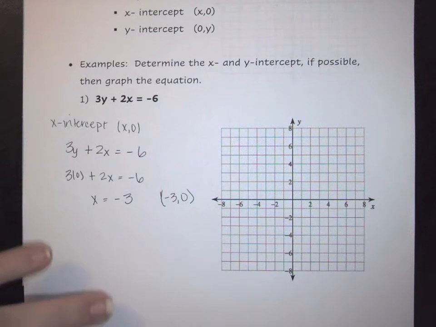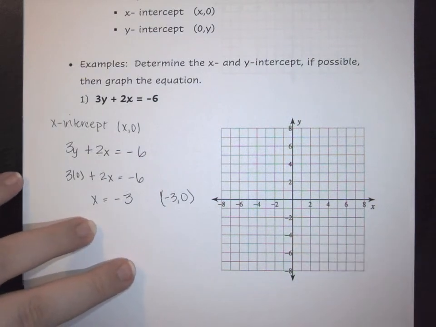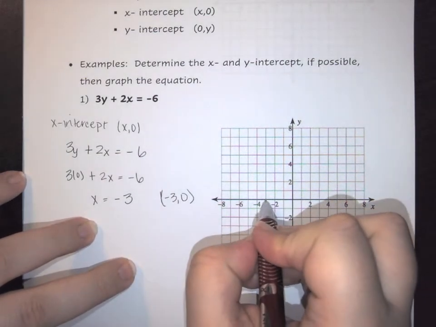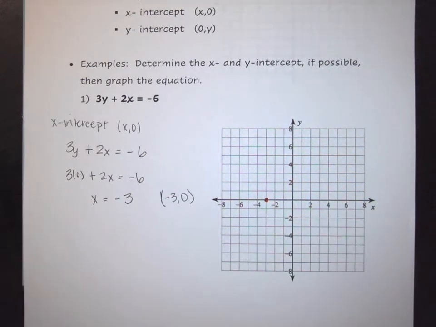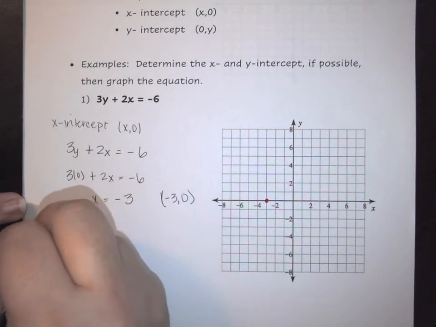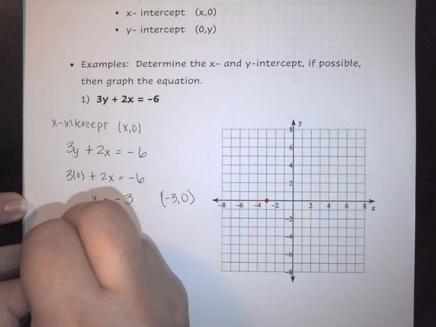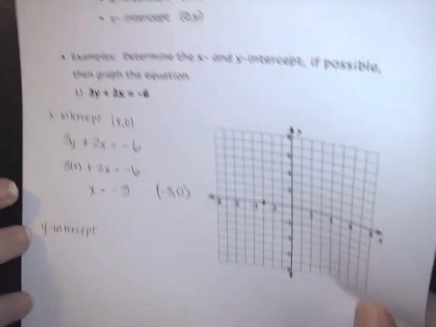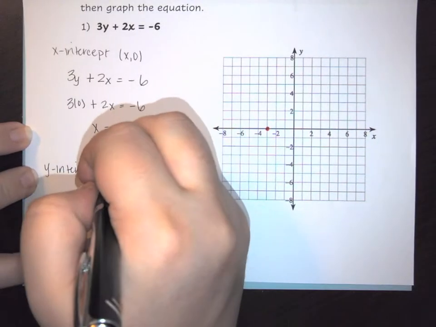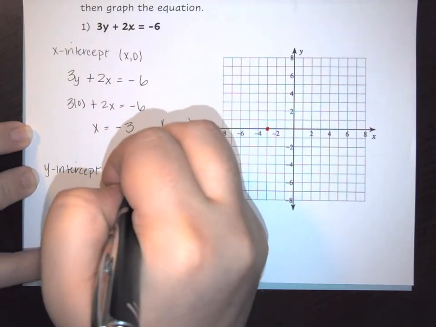So one of the things that you can do is you can come over here and you can graph that point right away. So the point -3, 0 would fall right here. We then need to do the Y-intercept. Now the Y-intercept is the point 0, y.